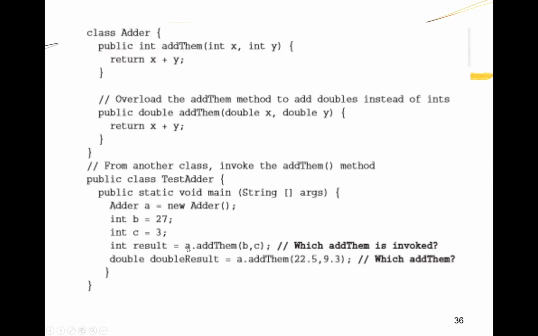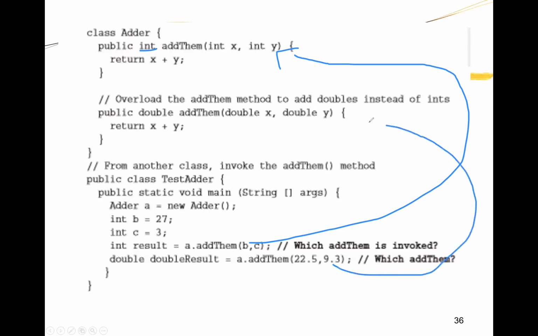Now, if you call by passing 27 and 3, which method would it invoke? 27 and 3 are integer values, so that would go into the first method and it would return an integer value. That's why it can be held in the integer variable. But when you call 22.5 and 9.3, these are double values, double x and double y. Therefore, it would invoke this method, and the return value would be double. That is how this would work. Right, method overloading.